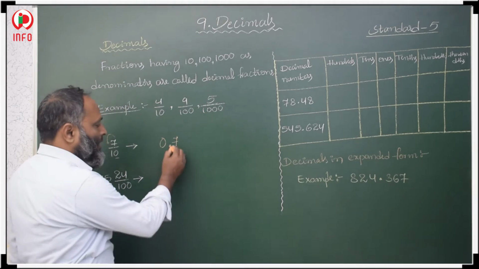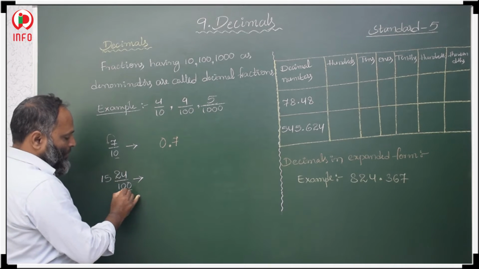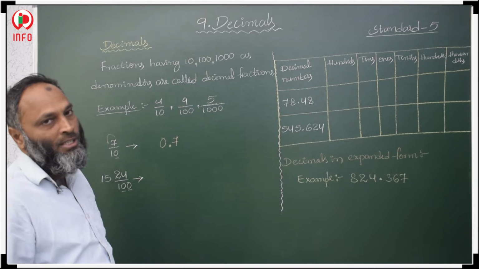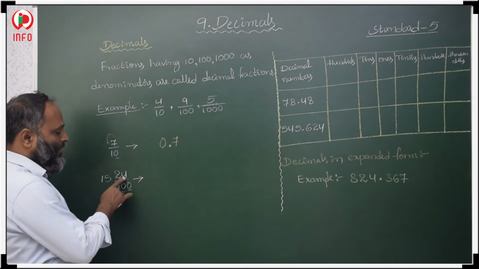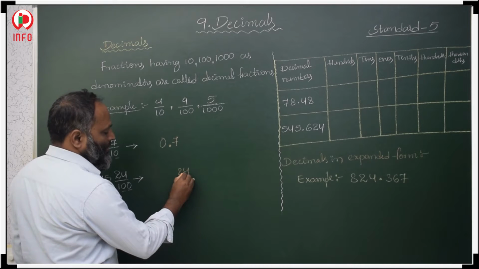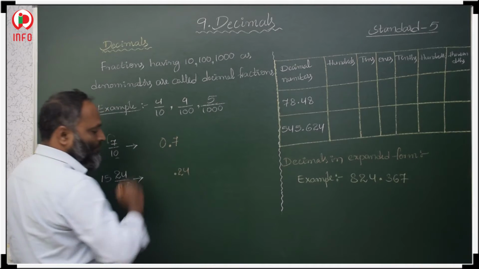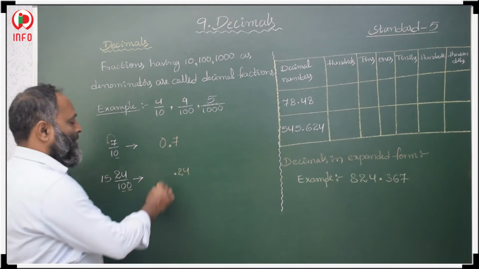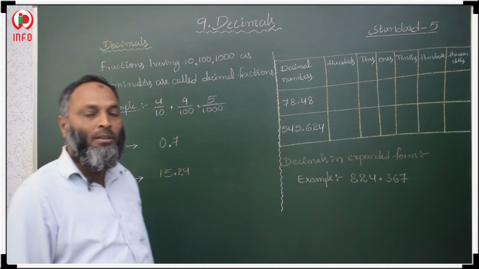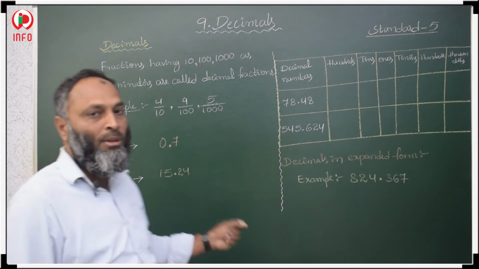This is our decimal point. Here, how many zeros do we have? 1, 2. We have 2 zeros. So, after 2 digits we keep a decimal. In the numerator, how many digits do we have? 1, 2. This is the first place and this is the second place, 4, 2. After 2 places we keep a decimal, and before it is 15, which we take as it is. So, 15.24. This is the representation of a decimal fraction as a decimal number.